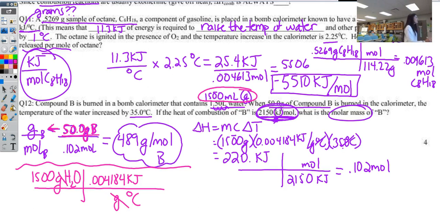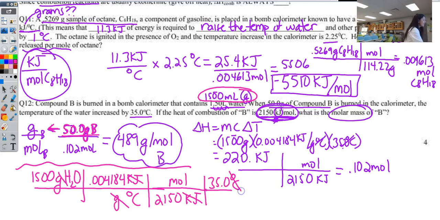Now, the only thing is, I actually want moles. This is what I'm trying to get, okay? So I want to get rid of kilojoules, and I also want to get rid of the degrees Celsius. So I look at my problem and say, oh, wait a minute, it told me that it was 2150 kilojoules, so I can use 2150 kilojoules for every mole. Brilliant, but I want to get rid of my degrees Celsius. So all I'm going to do is multiply by my 35.0 degrees Celsius, and now if I look at all of my units, everything canceled out except for moles.